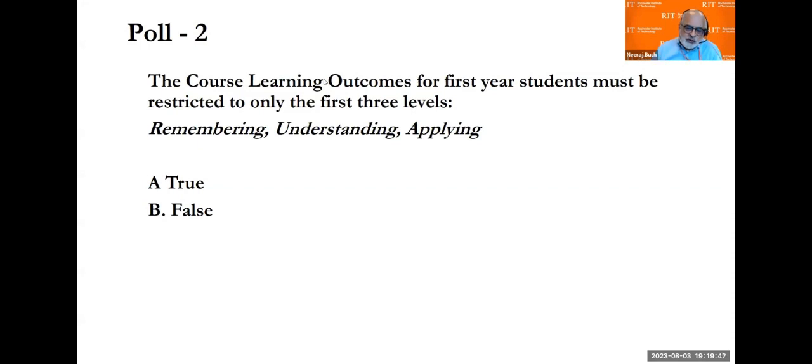I think it's a function of the course and the content that is going to be delivered, and then, of course, how you distribute the course learning outcomes across the six domains. There is no hard and fast rule between the different levels of Bloom's taxonomy and the level of the course.